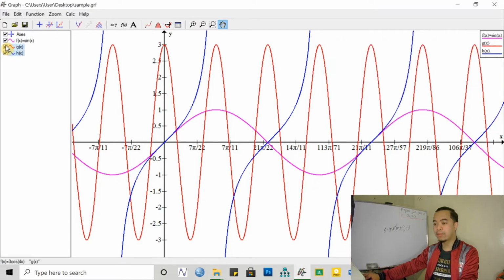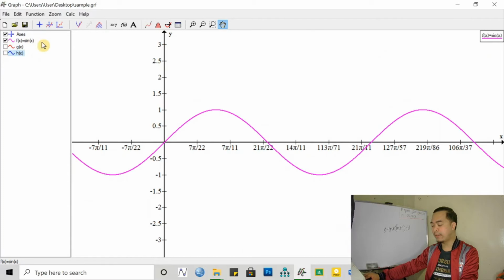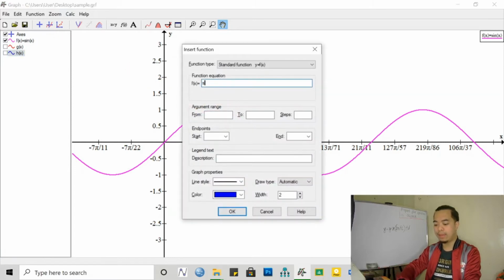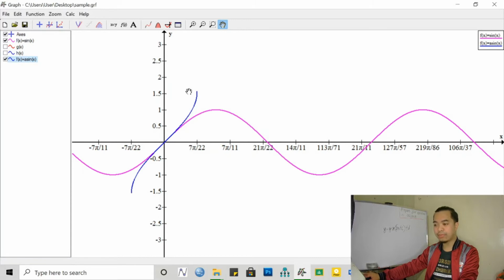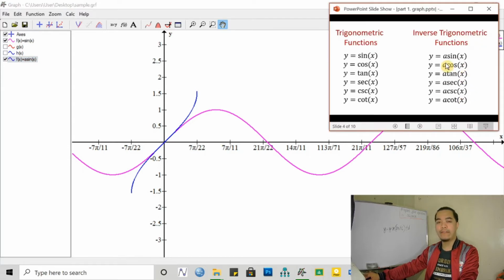So let's do that. Let's leave the first graph, the sine graph. Let's graph an inverse trigonometric function starting with the inverse sine. So we enter asin x. Let's have this as blue. So there we have it, the graph of the inverse sine function. We do the same for the rest of the inverse trigonometric functions.